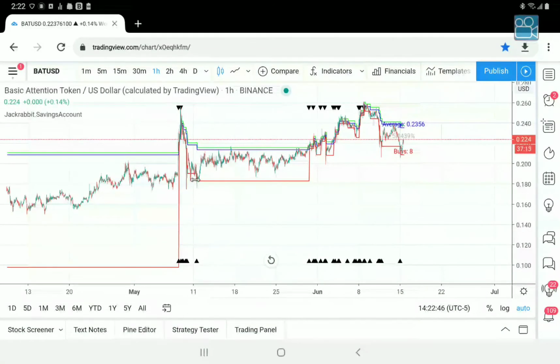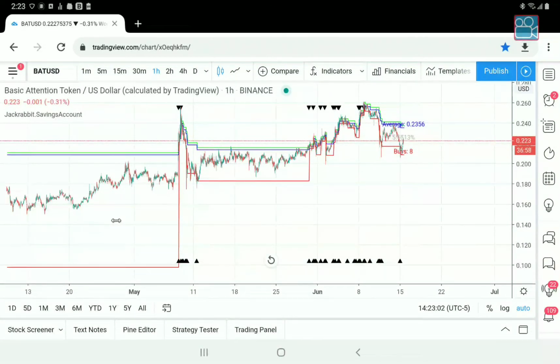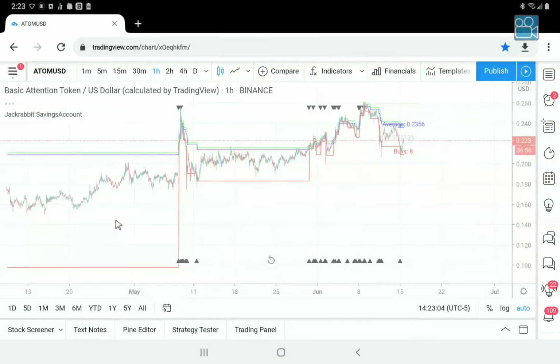BAT. One of the reasons why I chose it, it's a good, stable coin. It may not have the highest market cap, but it has value, and it does perform well. And it got out of this rut. It took some time, but it did.